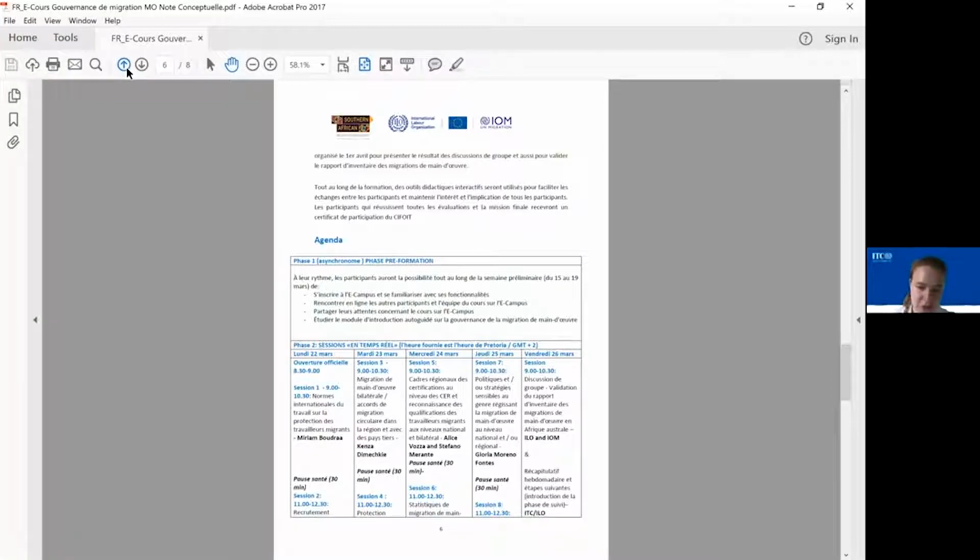Then on Wednesday, we're going to work on the regional framework for RECs and recognition of competence and skills. The first session will be this one, and the second will be on statistics concerning labor migration. On Thursday, we're going to work on gender-sensitive policies and strategies and how to deal with these issues concerning labor migration.